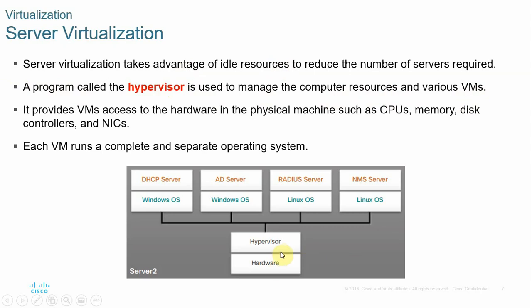We have the hardware, and on top of that we have the hypervisor. It is just similar to the supervisor for a shopping mall. You know what the task of the supervisor is. Like that, here also we have the hypervisor within which we have multiple operating systems, managed by this hypervisor. Here we have the Windows operating system and the Linux operating system, maintained and managed by the hypervisor. It provides VMs access to the hardware in the physical machines such as CPU, memory, disk controller, and NIC.